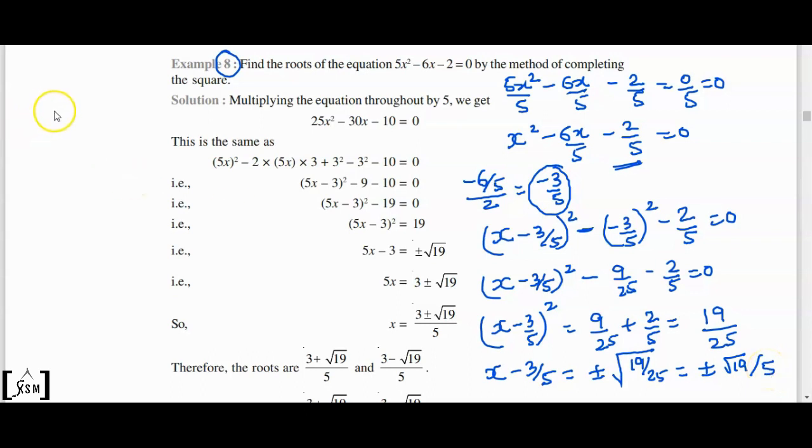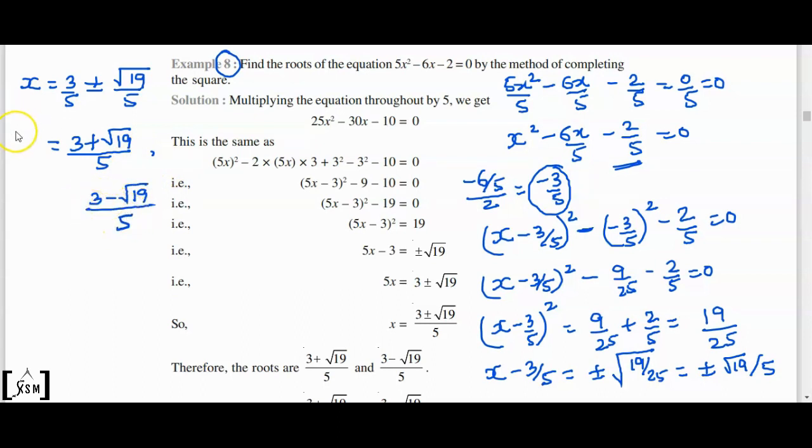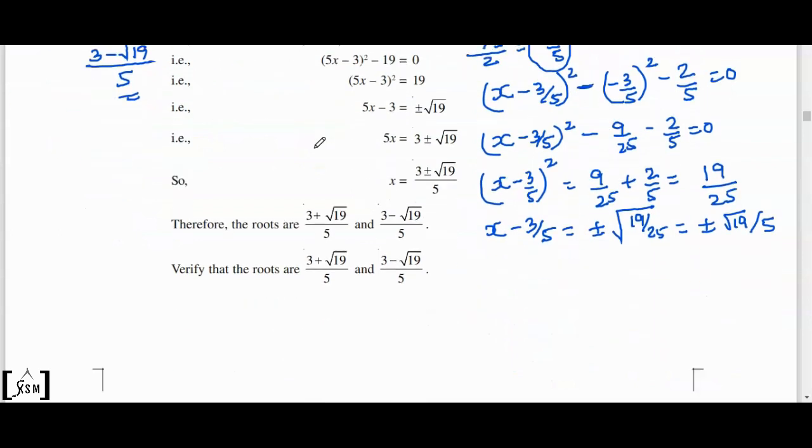Now we'll solve. Minus 3/5 we bring to the other side. So x equals 3/5 ± √19/5. So basically we have got two values of x. One is taking the positive square root of 19, and the other is 3 minus the square root of 19 over 5. So these are the two values of x. These are the roots of the equation we solved by the completing the square method. Good, guys. Let's move on.